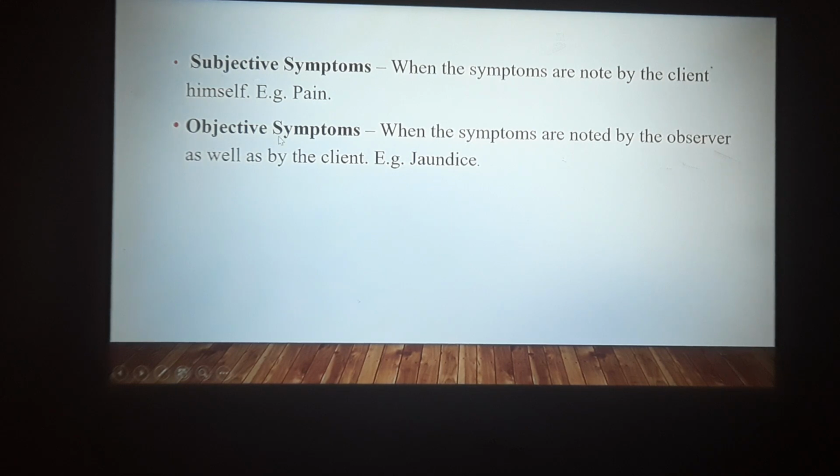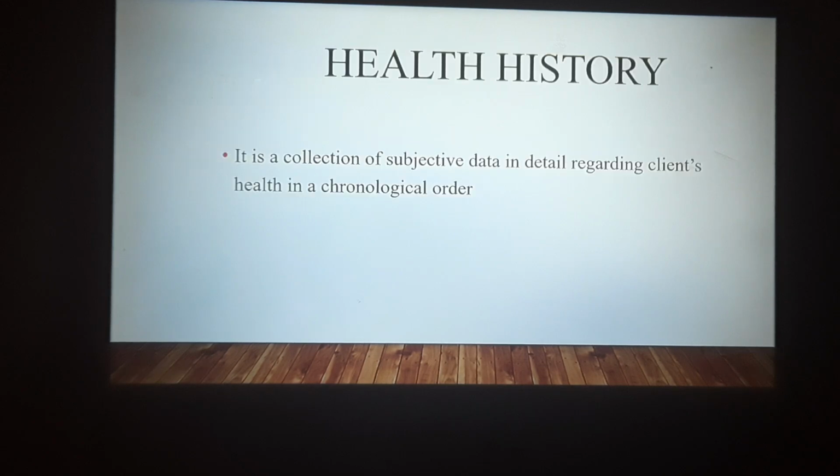Then what is objective symptoms? Objective symptom means when the symptoms are noted by the observer. Observer means here the nurse also, as well as by the clients, by the patient. Example, jaundice. Jaundice we can notice, okay, like yellowish discoloration we can find in nails, okay. So this is about the objective symptoms. These all are the terminology we use in a health assessment.